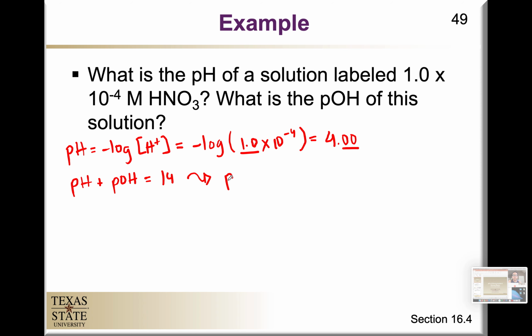So we're going to go ahead and say that the pOH is equal to 14 minus the pH. And of course, that's going to be 14 minus 4.00, and therefore our pOH is going to be 10.00. That is it. We are done.